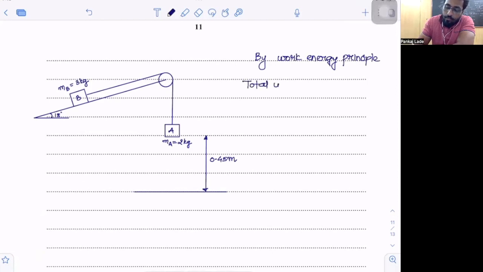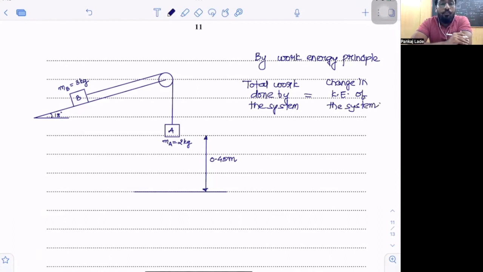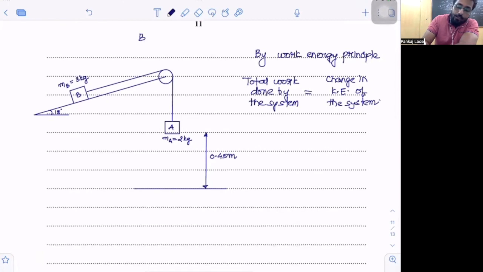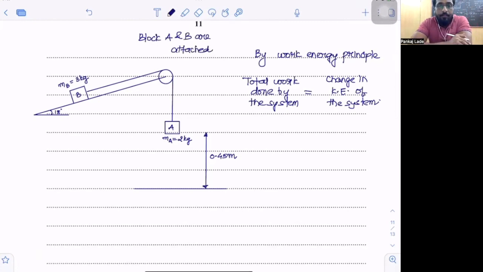So by work energy principle, total work done by the system is equal to the change in kinetic energy of the entire system. Now the system consists of both bodies A and B. So this is when block A is still attached to block B. Okay, A and B are attached.